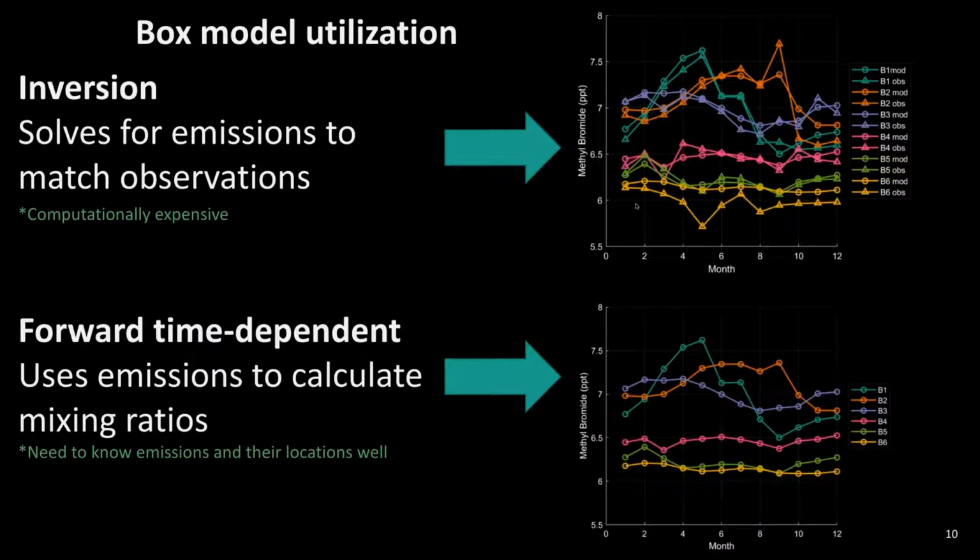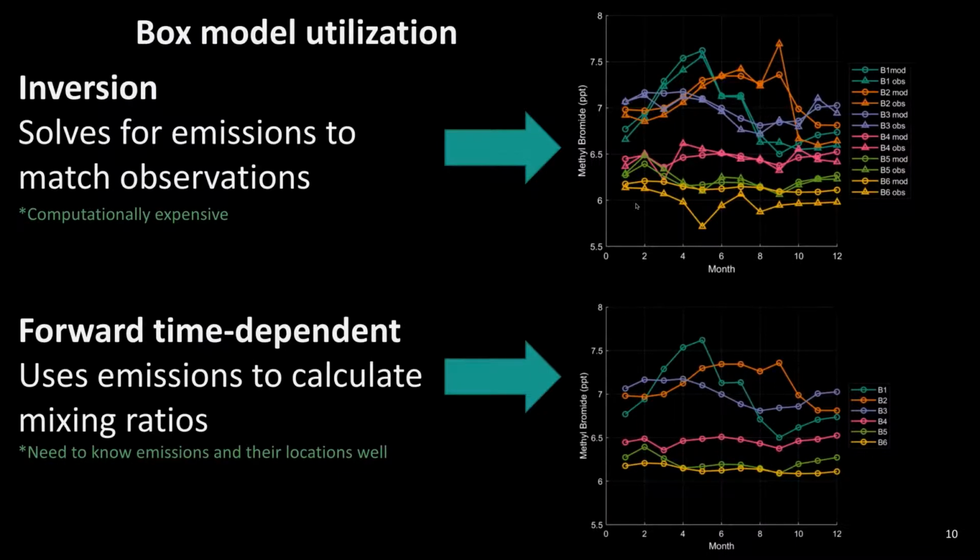The problem with this utilization is that it's computationally expensive, right? It takes about an hour or so to run just 1 year. And if you don't have maybe all the transfer coefficients and everything tuned correctly, then you have to run it again, right? There's also the forward time-dependent model, which uses emissions to calculate mixing ratios. The problem with this type of approach is that you need to know the emissions really well, as well as their locations in terms of geographic distribution and their seasonal cycles. So there's a lot of things that we're still trying to tune for this model, but it seems to be working pretty well.